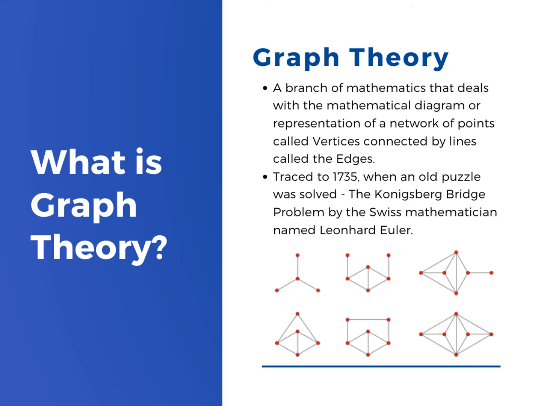Just a quick background of graph theory. Graph theory refers to a branch of mathematics that deals with the mathematical diagram or representation of a network of points called vertices connected by lines called edges, which constitute a graph. Graph theory originated in the 1700s as a solution proposed by Leonhard Euler to a puzzle known as the Königsberg Bridge problem.